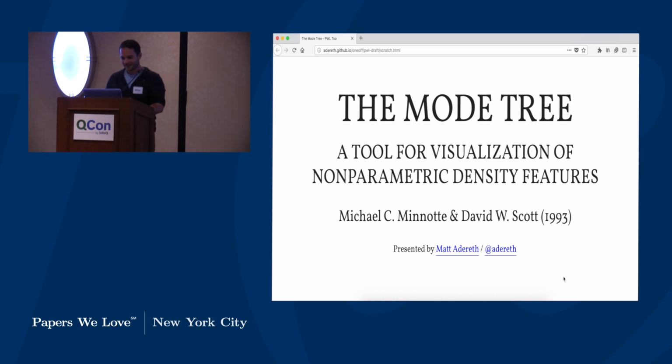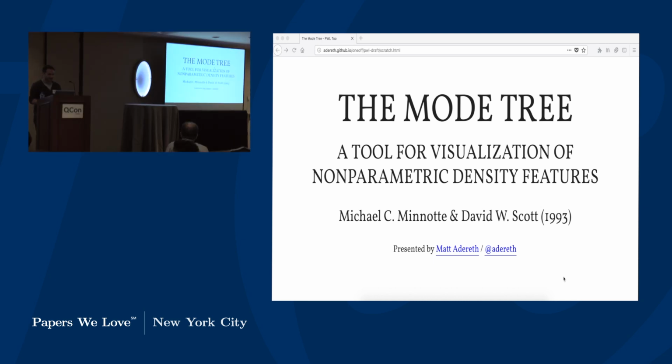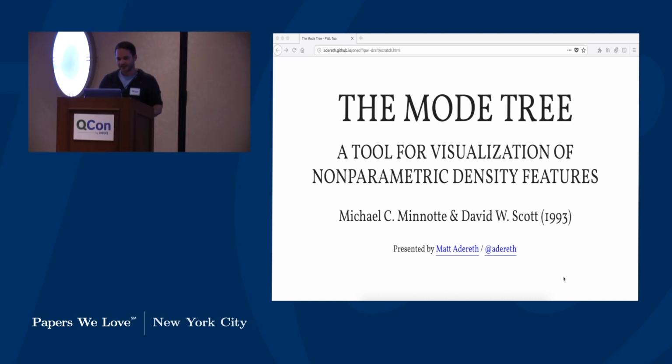All right. So I'm going to be talking about this paper that I love called the mode tree. It's a tool for visualization of non-parametric density features. That might sound scary. It's not. I'm not going to assume any math other than that you've seen a histogram before, because really this is about fancy histograms.